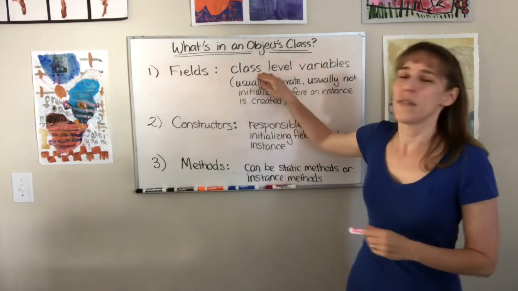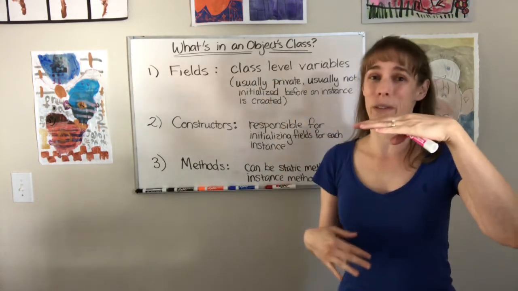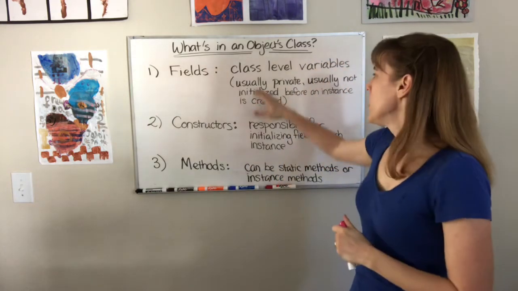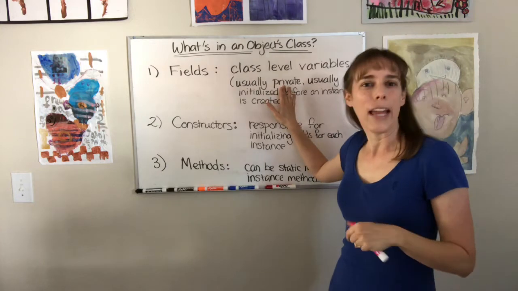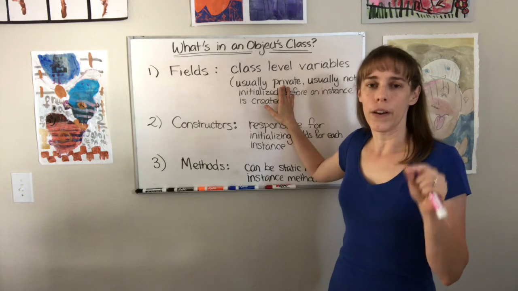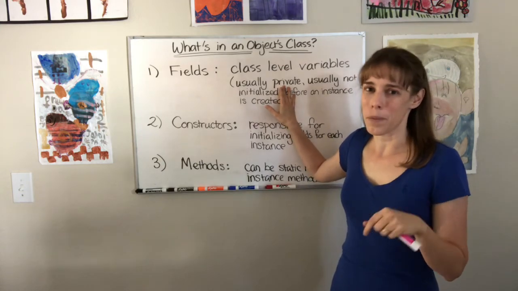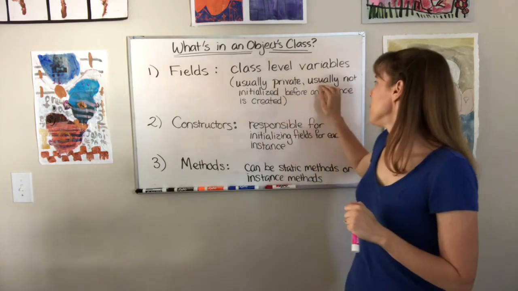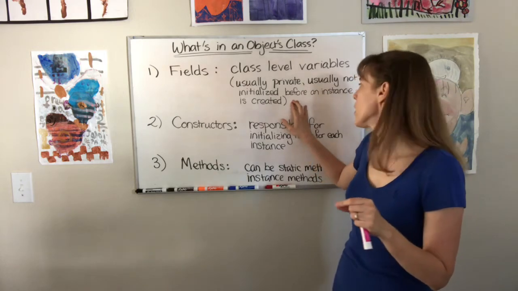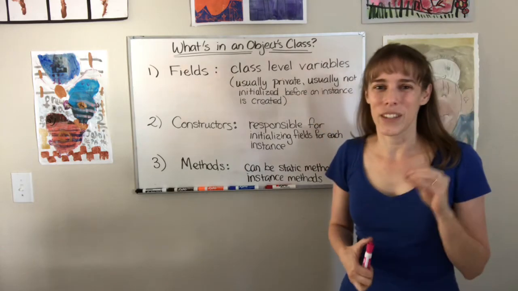All right. So fields are class level variables. They exist for the entire class. So any method down below there will be able to see those variables, okay? They are usually private. On the AP test, they're pretty much always private. They do not have to be private, but there are really good reasons for usually making those fields private, and we will talk about those later in the chapter. Usually, they are not initialized before the instance of the object is created. See, I do it too. Usually, they're not initialized first.